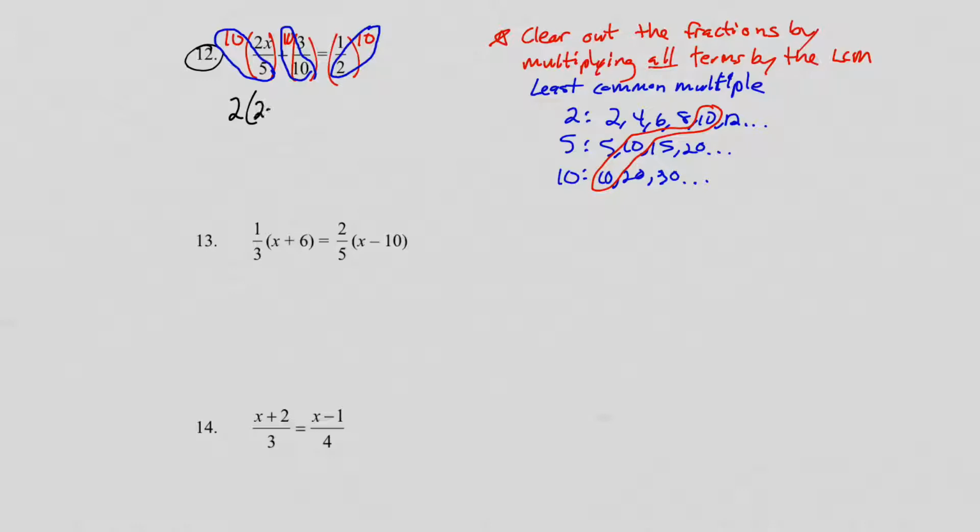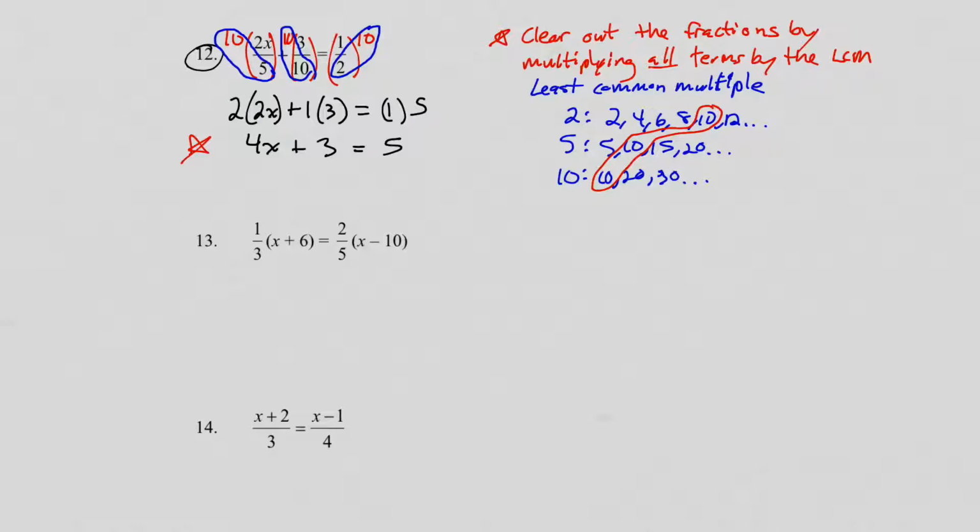The fraction is gone, but everything else is still involved. 10 divided by 10 is 1. And the 3 is still there. And then we have a 1. And then we have 10 divided by 2, which is 5. So basically what we just created is, and you can do this in your head as well, 4x plus 3 equals 5, which is much nicer than the 2x over 5 plus 3 over 10 equals 1 over 2.